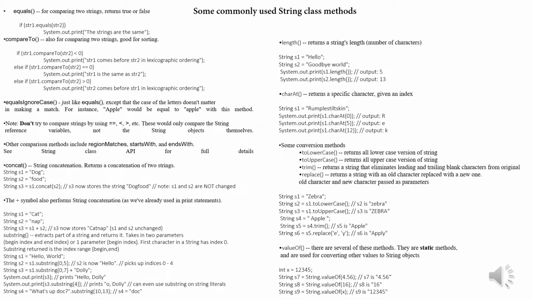with uppercase letters. Then we have trim. Trim returns a string that eliminates leading and trailing blank characters from the original. For example, if we have a string be, for example, apple, right?